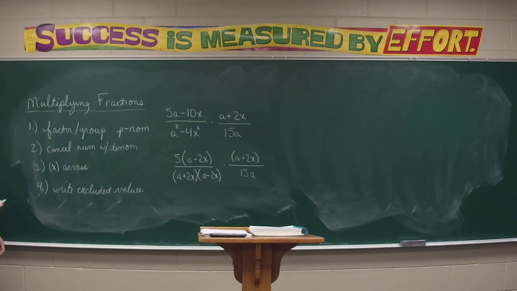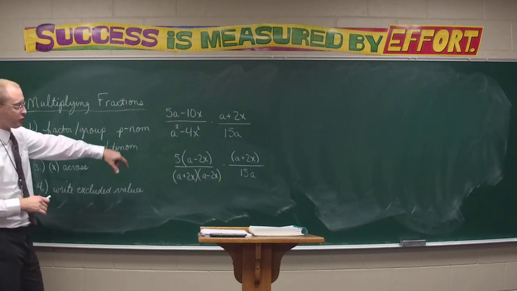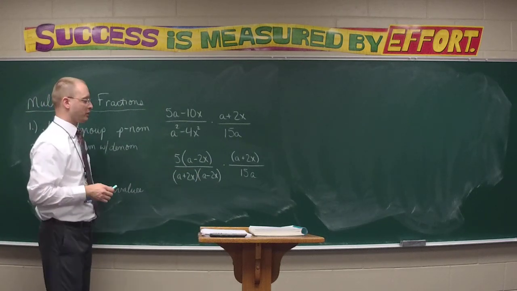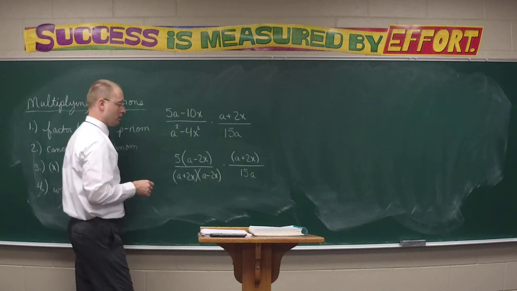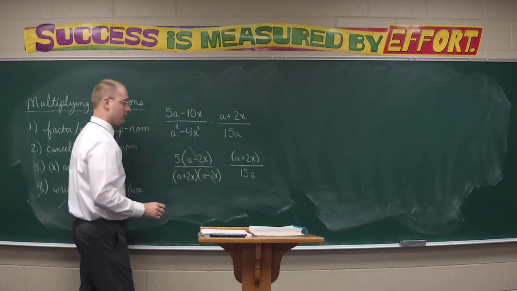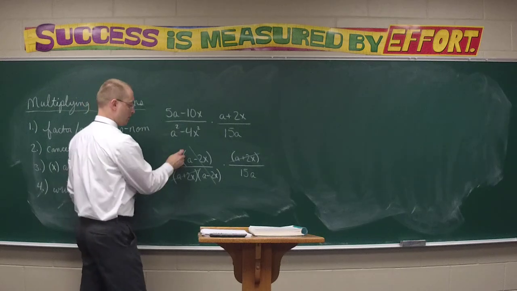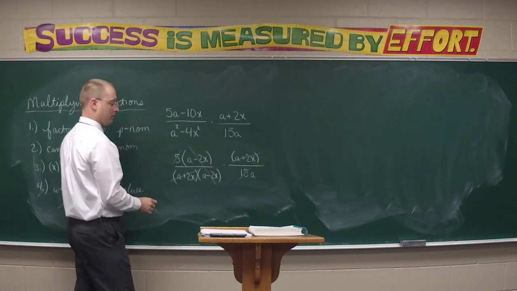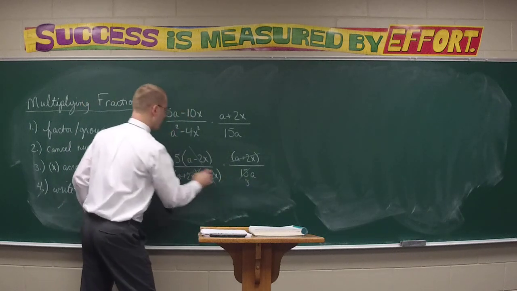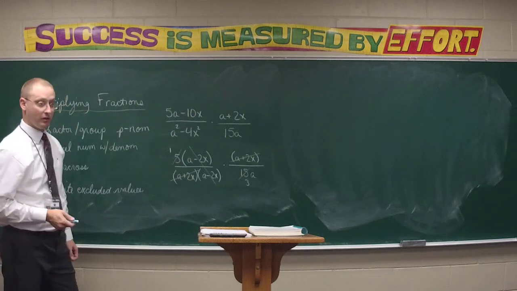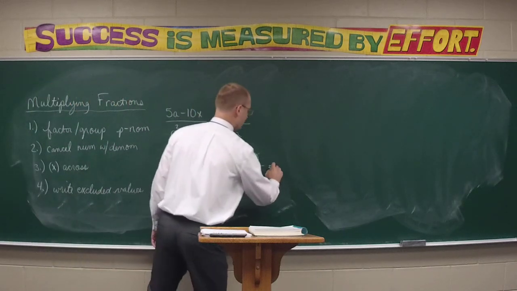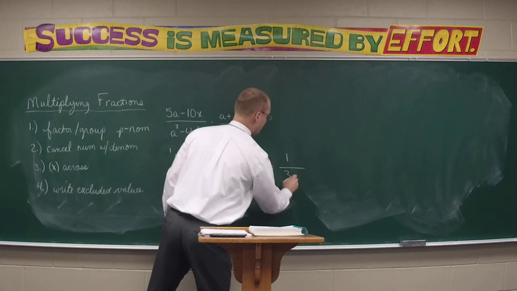How many copied it this way? How many copied it down like this? Factor out a common factor, difference of squares, grouped it and left it alone. What cancels, class? A minus 2x's. A plus 2x's. 15 and 5, you get 3 and 1. What's left? 1 over 3a. Good, Brandon.